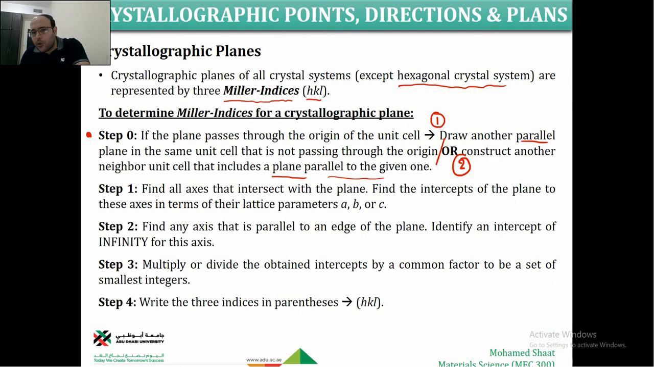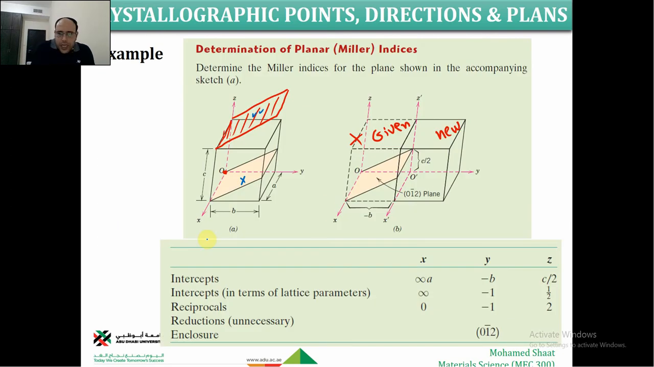This is the first approach. In the second approach, instead of moving the plane, we move the unit cell itself. So I'm going to give you a third approach, which is much more efficient, better, and simpler than these two approaches. Instead of moving the plane or the unit cell, move the origin point. The problem is that the origin point, at its location, does intersect with the plane, right?